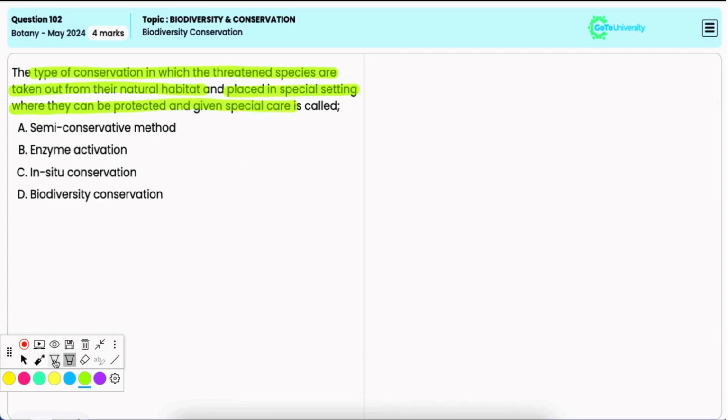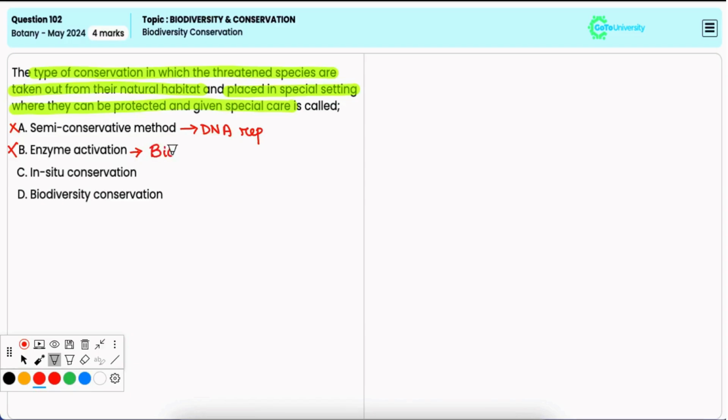Option A, semi-conservative method. It is incorrect because this term is related usually to DNA replication and not conservation. Option B, enzyme activation. Now, this is also incorrect because this term usually refers to biochemical process and not biodiversity conservation.